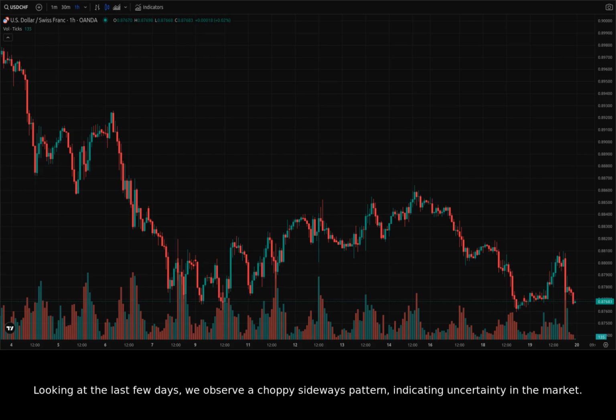Looking at the last few days, we observe a choppy sideways pattern, indicating uncertainty in the market. We can see a support area around the 0.876 level, acting as a short-term floor. On the upside, the pair is struggling to break the 0.88 level. For short-term traders, it's important to watch these key levels for potential breakout opportunities.